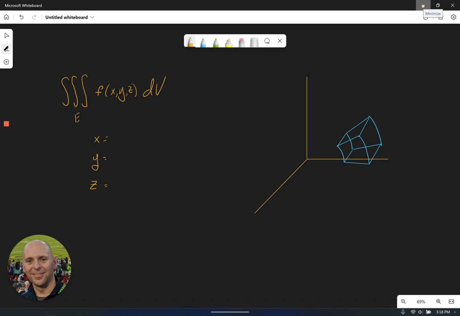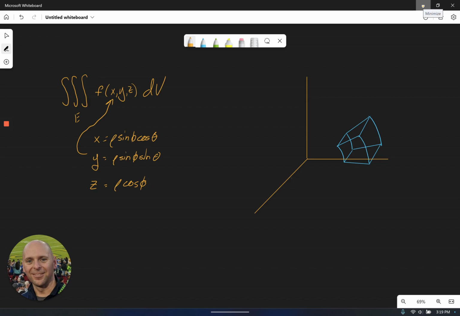x is equal to rho sine phi cosine theta. y is equal to rho sine phi sine theta. And z is equal to rho cosine phi. Particularly when we go to convert our function to spherical coordinates, we need to make those replacements.